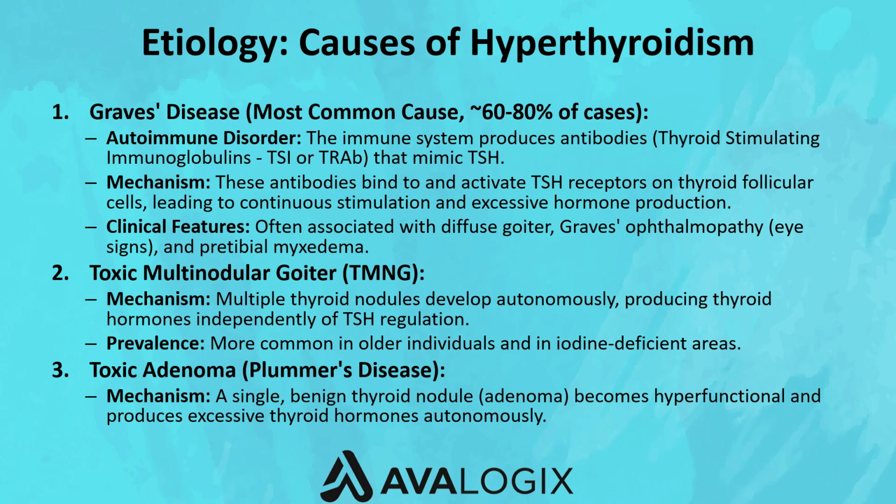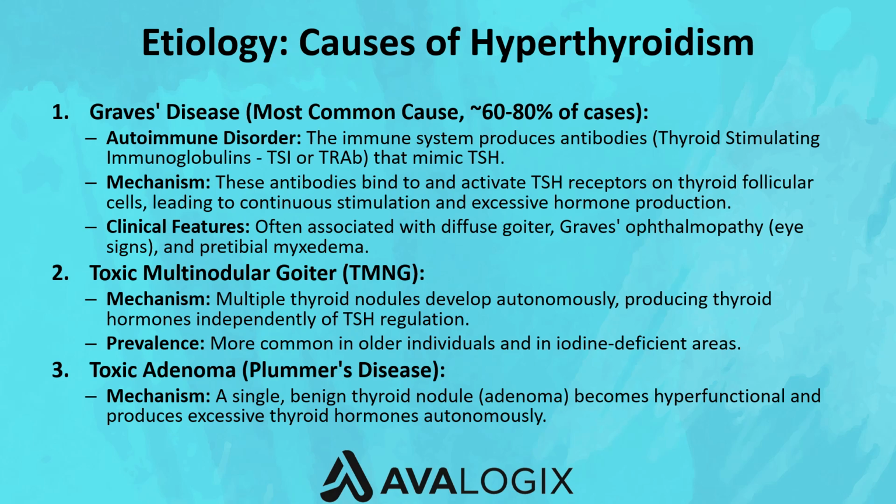Now, let's explore what actually causes hyperthyroidism. The number one cause, accounting for up to 80% of cases, is Graves' disease. This is an autoimmune disorder where the immune system produces antibodies called TSI, thyroid-stimulating immunoglobulins, that mimic TSH. These antibodies bind to the TSH receptors on thyroid cells and trick them into producing hormones nonstop. Graves' disease is also associated with goiter and eye symptoms like bulging eyes, called Graves' ophthalmopathy.